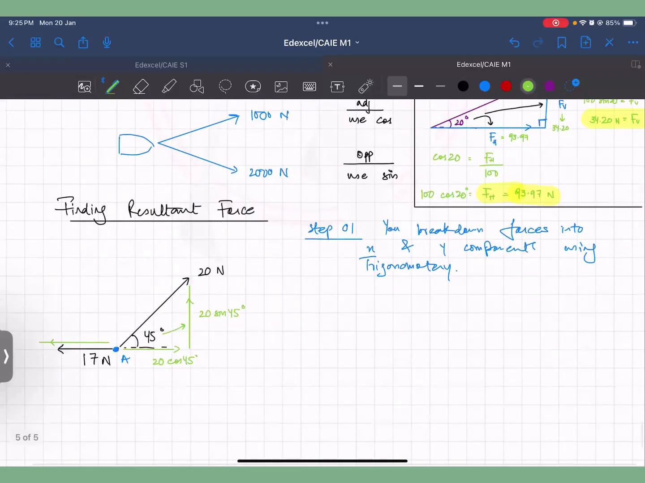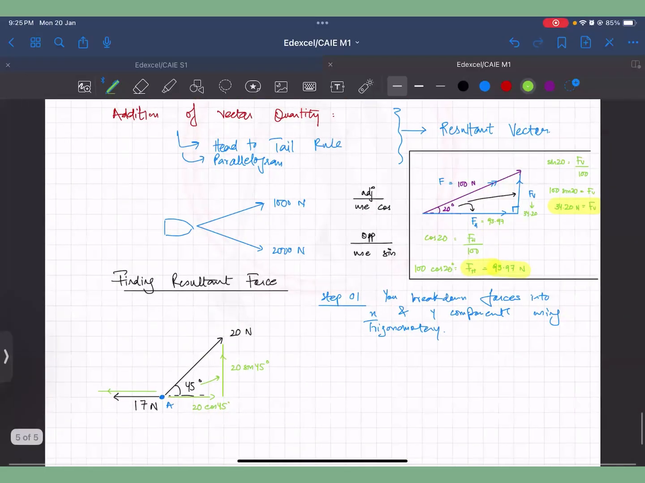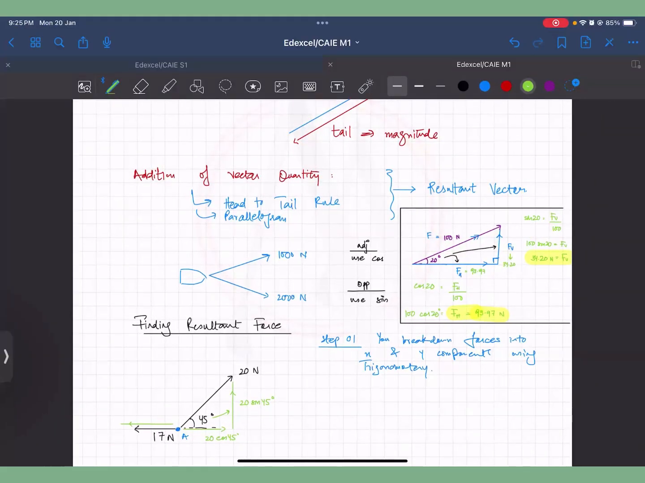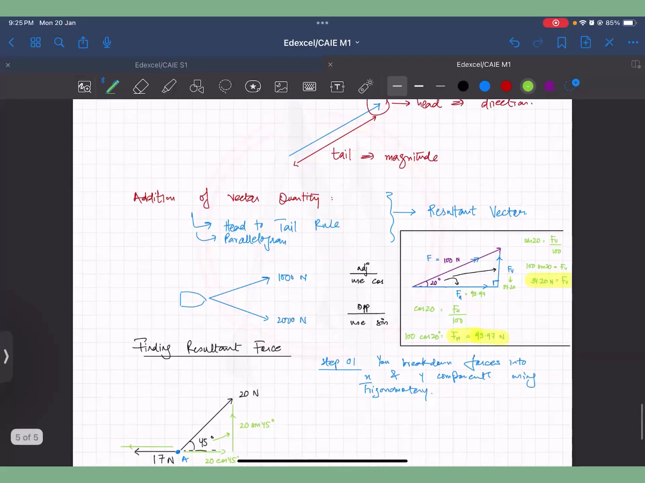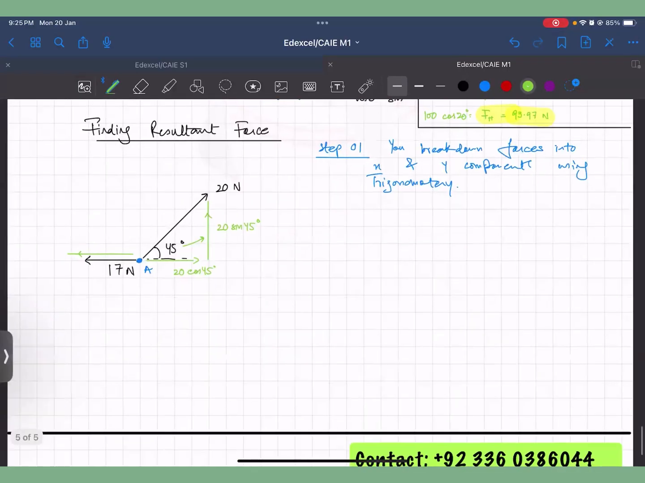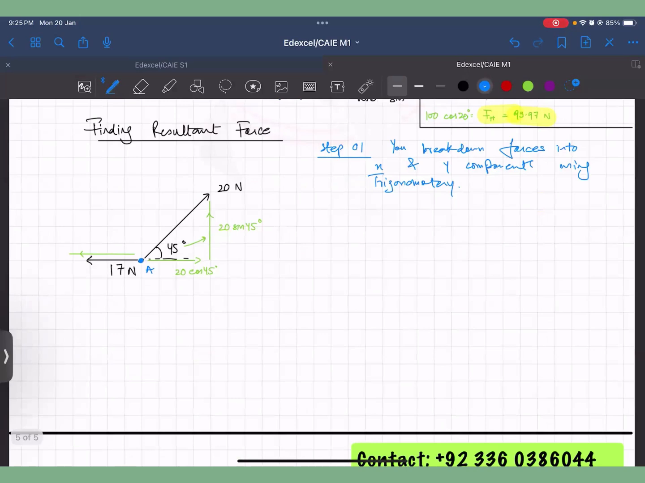Any questions over here? How to break down into components? Anyone? Ammaz, Murtaza, Nadia, Nuba, Abdul Wase. Okay. Next step.